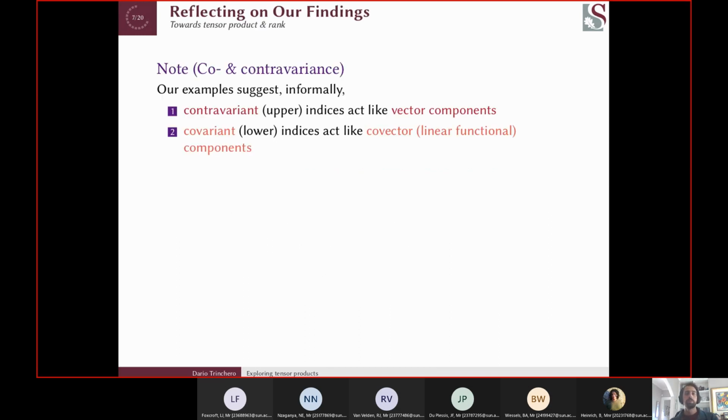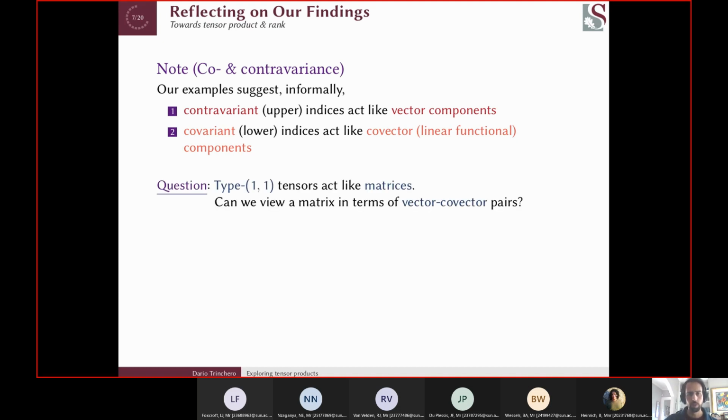Cool. So our examples have suggested that contravariant or upper indices behave like vectors, and covariant or lower indices behave like covectors, or at least covector components. So now the natural question that we might ask is this: we saw that a type 1, 1 tensor behaves like a matrix. So does that mean that we can view a matrix in terms of vector and covector pairs? And the answer is yes, absolutely.